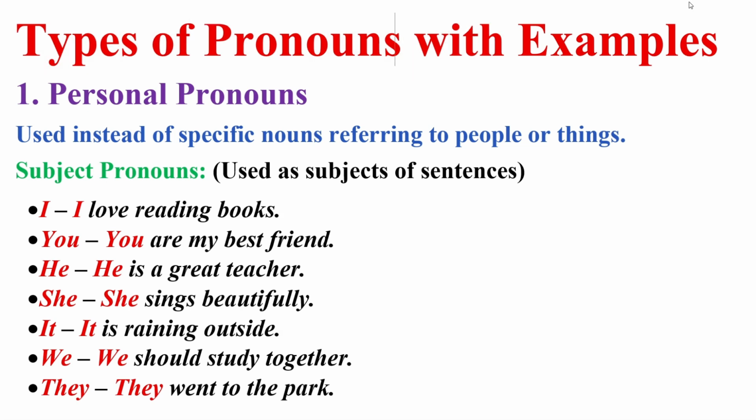Types of pronouns. Types of pronouns with examples. 1. Personal pronouns. Used instead of specific nouns referring to people or things. Subject pronouns, used as subjects of sentences.